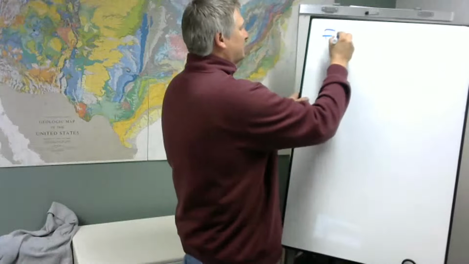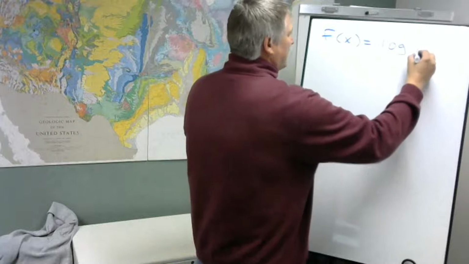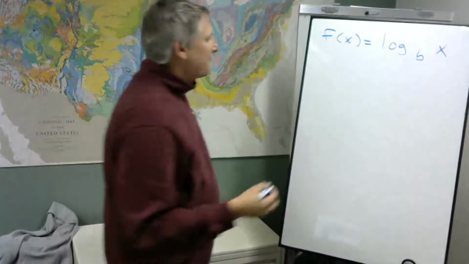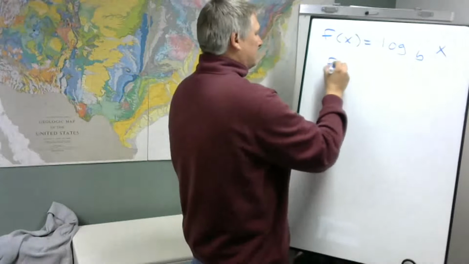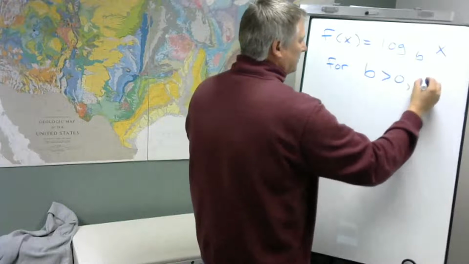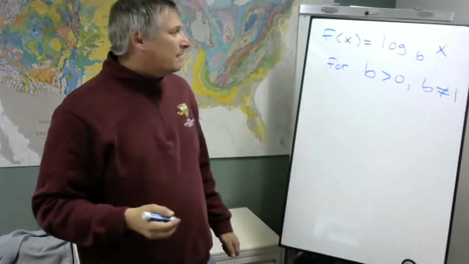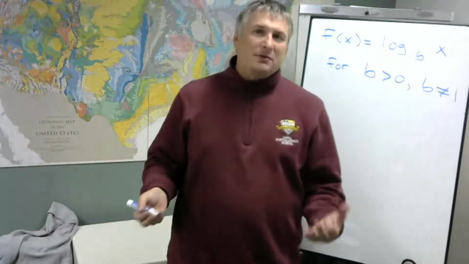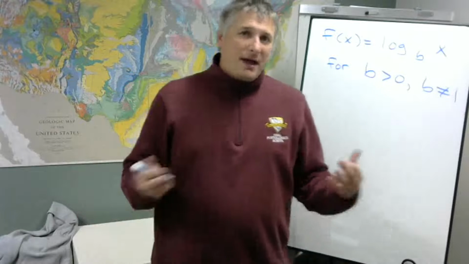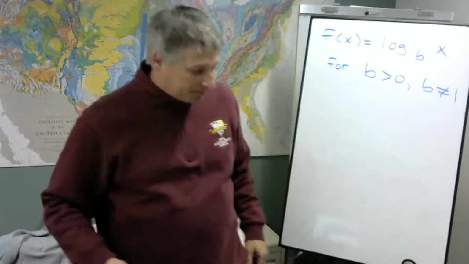So for f of x equals log base b of x, we're going to get these restrictions. B, the base, is greater than 0, and b is going to not be equal to 1. Because again, this is the same base that we were working with for the exponential function. So the restrictions on that function, we're going to inherit with the base for the logarithm.